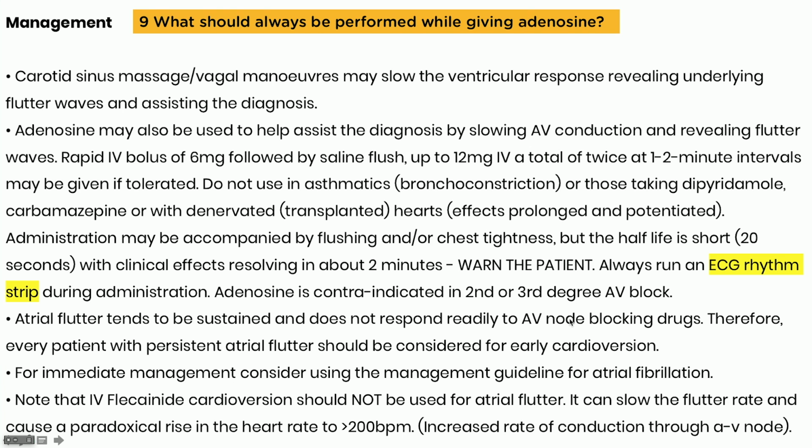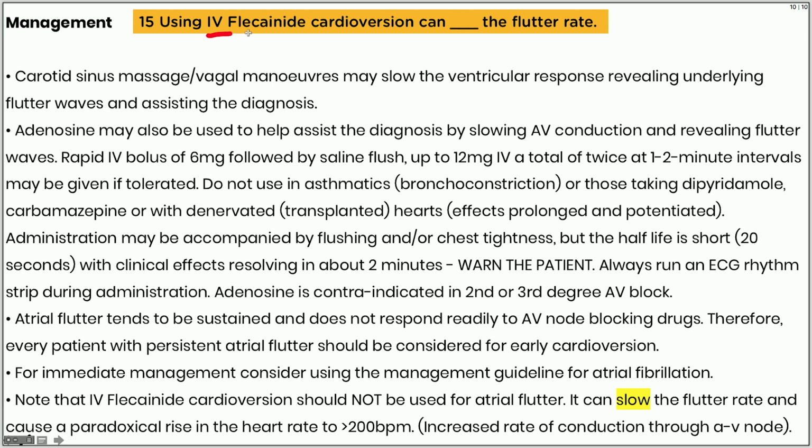Okay, we're going to skip through to the sentence completion, number 15. This is definitely the keyword here, and I'm not even going to attempt to pronounce it. Using IV something or other, cardioversion can what the flutter rate? Well, it can slow the flutter rate. Here it says, and cause a paradoxical rise. You can't really rise the flutter rate anyway, but hopefully you didn't choose that. Slow actually is the verb here, interestingly. Usually it's an adjective, but here it's being used as a verb.